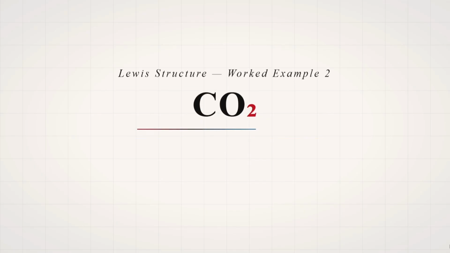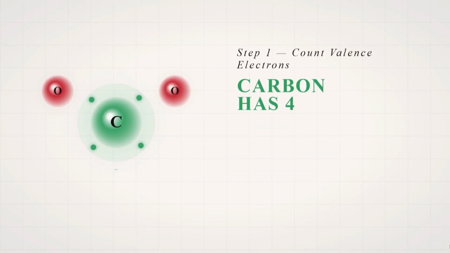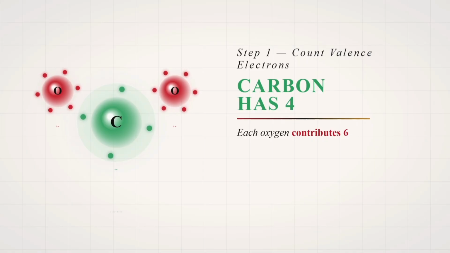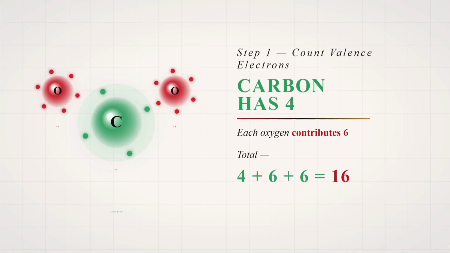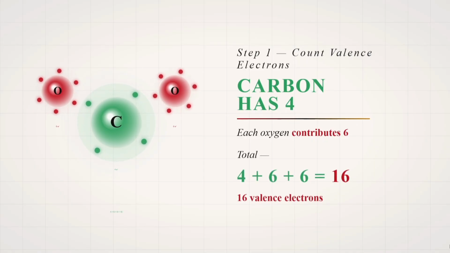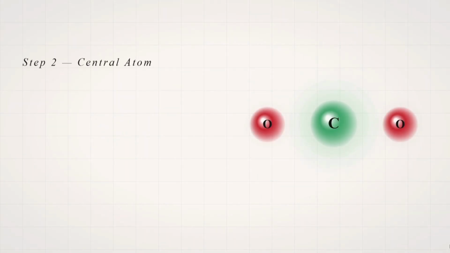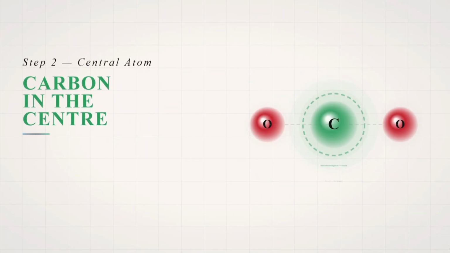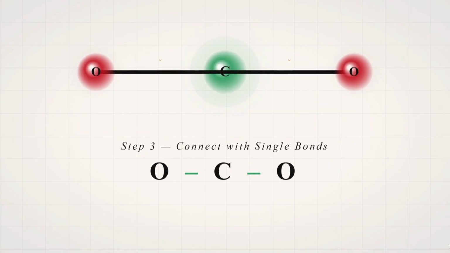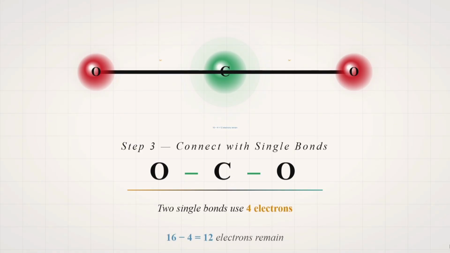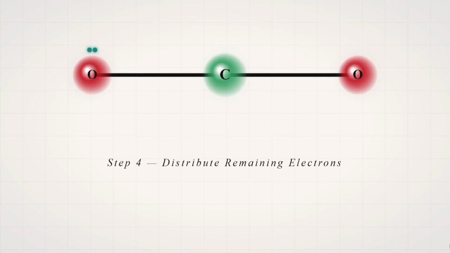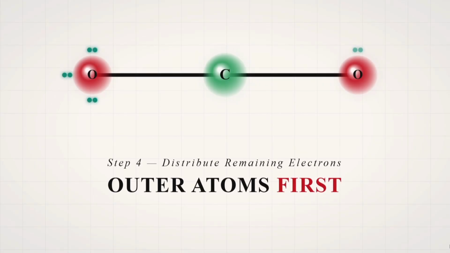Carbon dioxide, CO2. Carbon contributes 4 valence electrons. Each oxygen contributes 6. Total, 4 plus 6 plus 6 equals 16 valence electrons. Carbon is least electronegative here, so it goes in the center, with 1 oxygen on each side. 3 atoms, 2 single bonds to start. These 2 single bonds use 4 electrons. 12 electrons remain. Take your remaining electrons and distribute them as lone pairs, starting with the outer atoms first.